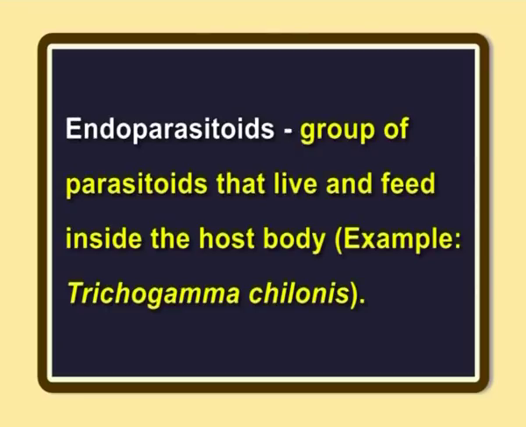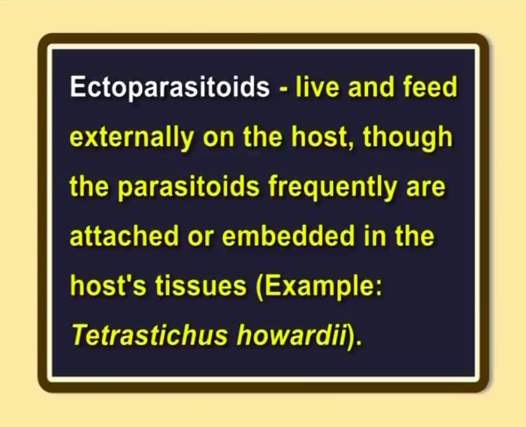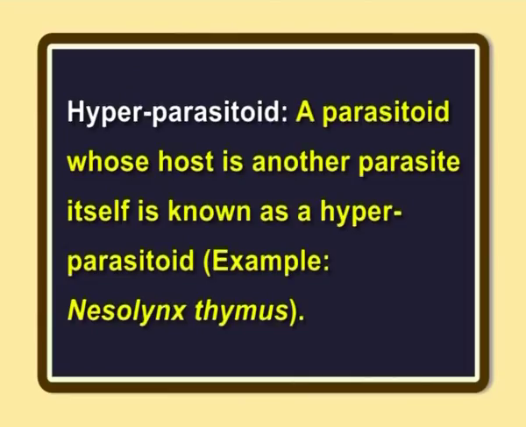Endoparasitoids: group of parasitoids that live and feed inside the host body. Example: Trichogramma chylonis. Ectoparasitoids: live and feed externally on the host, though the parasitoids frequently are attached or embedded in the host's tissues. Example: Tetrastichus howardi. Hyperparasitoid: a parasitoid whose host is another parasitoid itself is known as a hyperparasitoid. Example: Nasonia thymus.